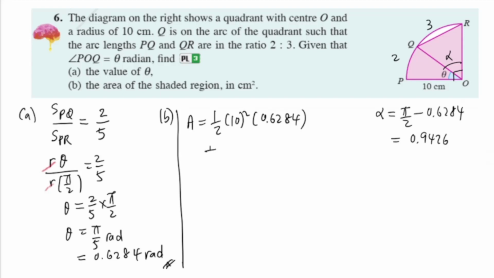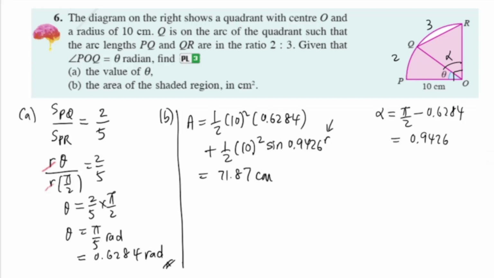So I like to use area of sector plus area of triangle, half AB sin C. Your A is 10, your B is also 10. So we take 10 squared sine 0.9426. But please use your calculator in radian mode. See that the superscript R is to indicate that it's in radian. Now if you type in your calculator, you should get 71.87.